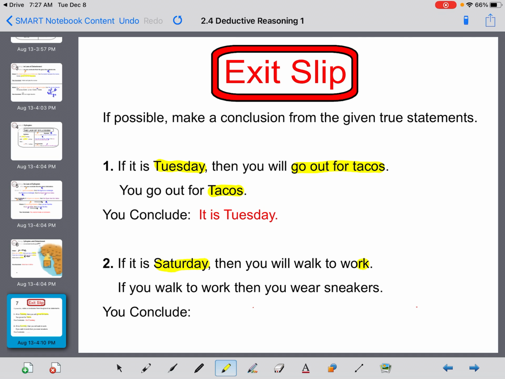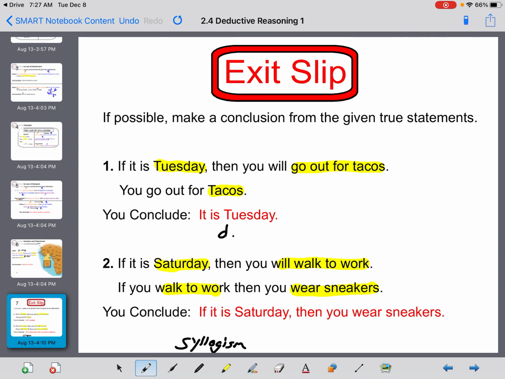If it is Saturday, then you will walk to work. If you walk to work, then you wear sneakers. So what can we conclude? That if it is Saturday, then you will wear sneakers, okay? This is our syllogism. And this is detachment.